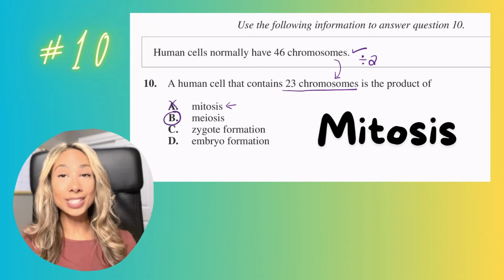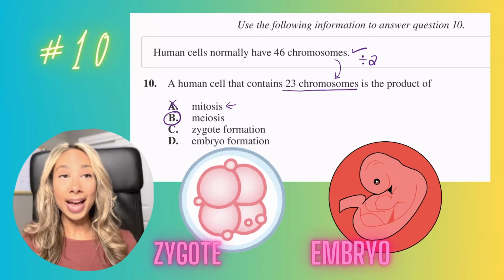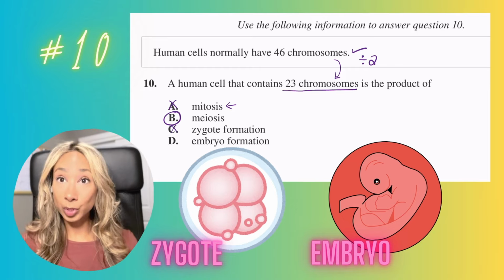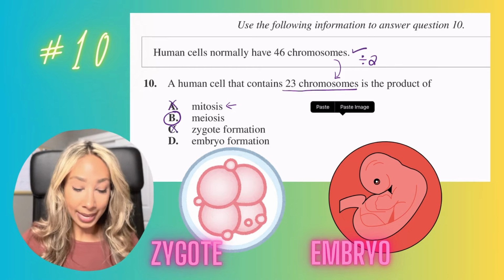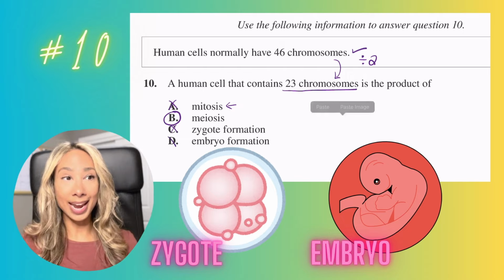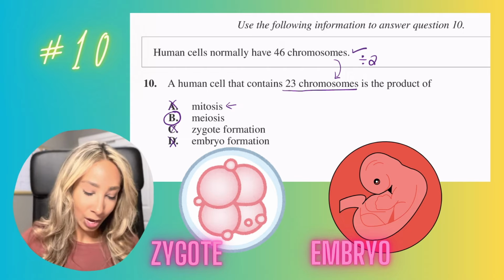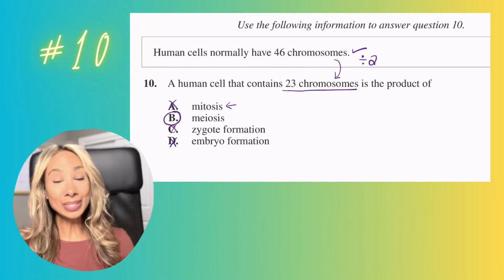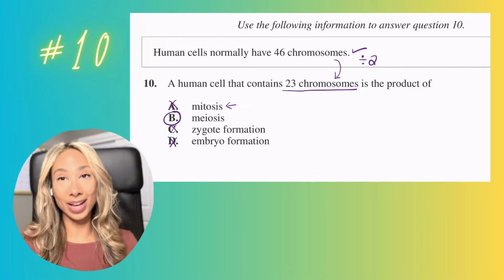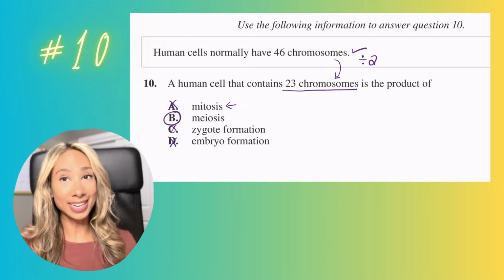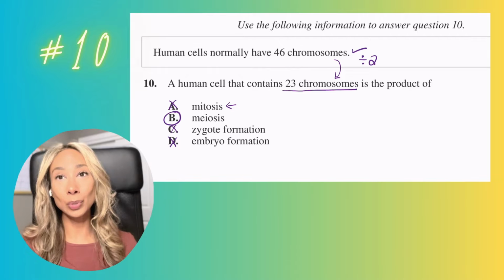A zygote is a full organism that is going to have 46 chromosomes, which we talked about in that previous question. And same deal, an embryo is just a larger version of a zygote. So that leaves us with our option of meiosis, which is cell division. And the whole goal of that type of cell division is to create our sex cells. So we have to reduce the number of chromosomes in half.